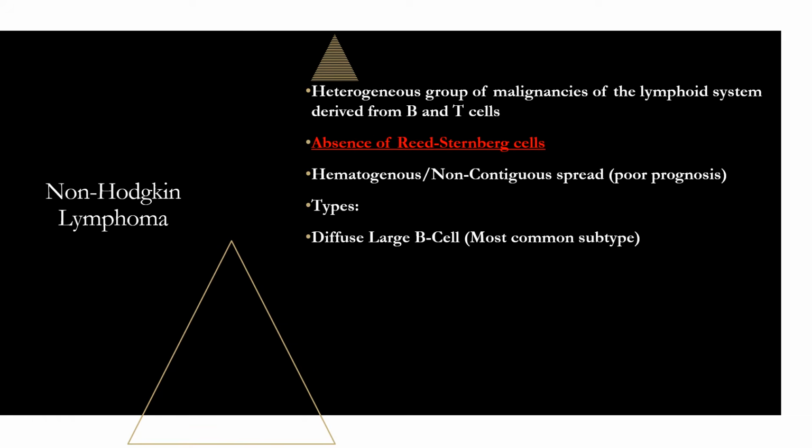So again, diffuse large B-cell, the only reason I'm mentioning this one is because it's your most common subtype. Really not a lot to know about it, really no buzzwords or anything special to know. Just know that diffuse large B-cell is your most common subtype of non-Hodgkin lymphoma, accounts for around 25% of adult non-Hodgkin cases, and it's very aggressive and fast growing.